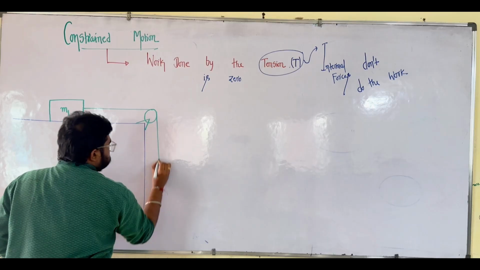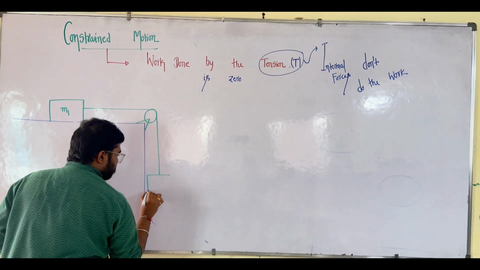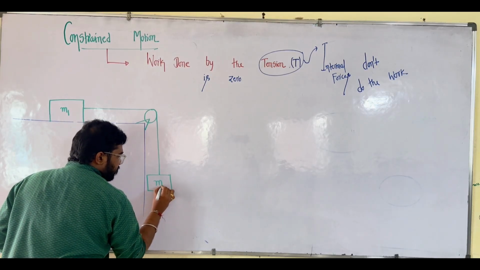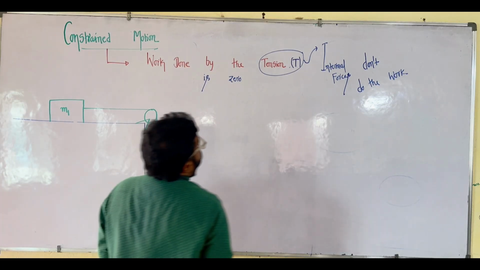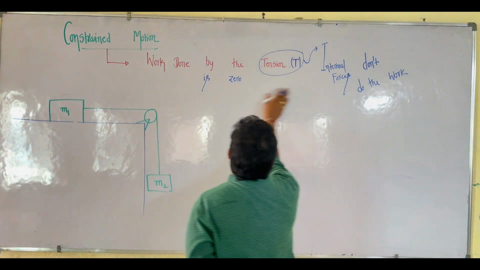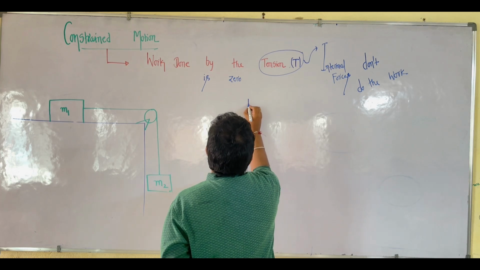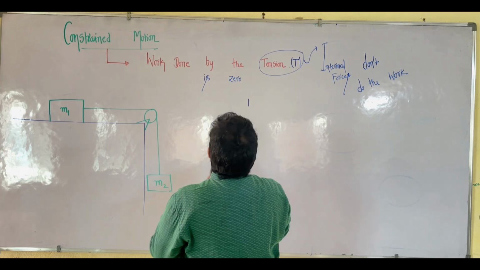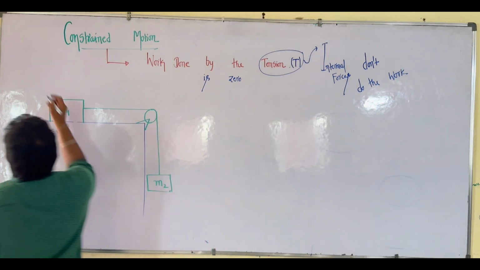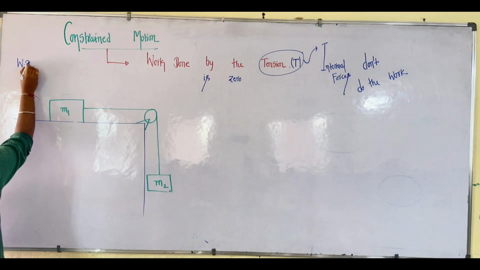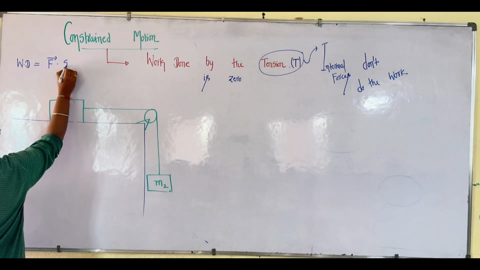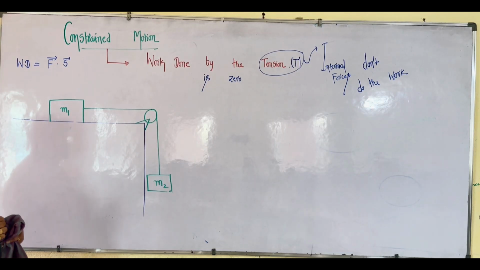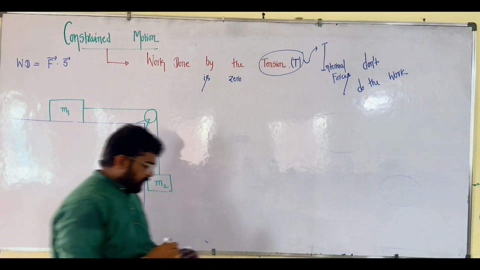See this, m2. Here the work done due to internal force is equal to 0. What is the work done? F bar dot S bar. So now tell me.